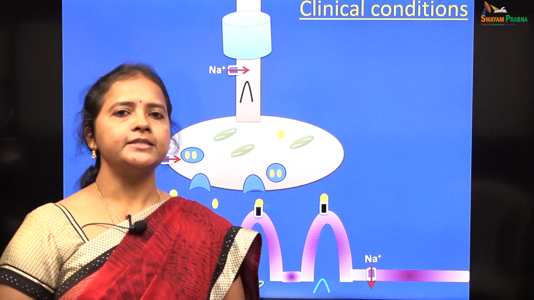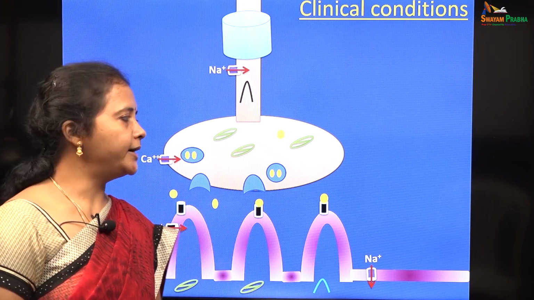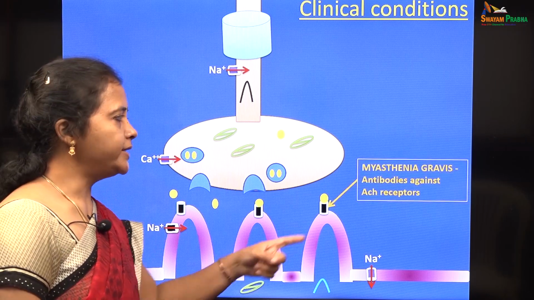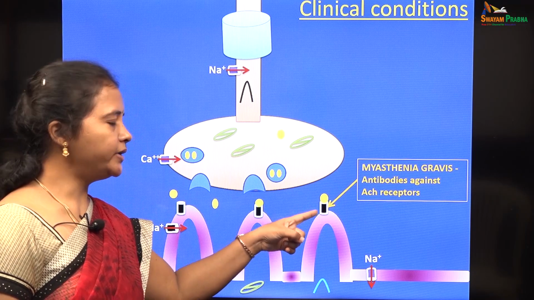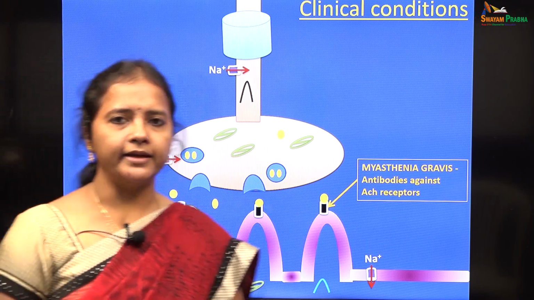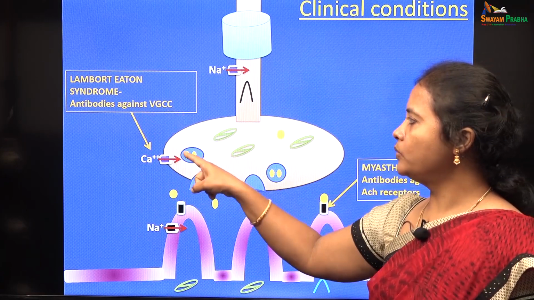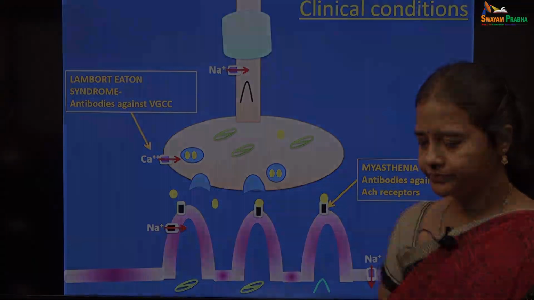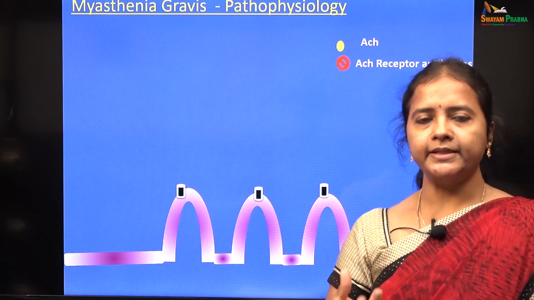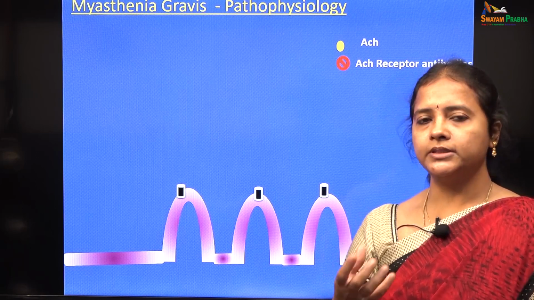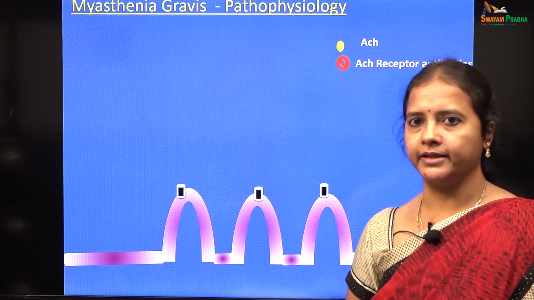Some clinical conditions which are associated with the neuromuscular transmission blockade are mainly of two things. One is myasthenia gravis, where there are antibodies produced against the nicotinic acetylcholine receptors. Another condition is the Lambert-Eaton syndrome, where there are antibodies to the voltage gated calcium channels. Myasthenia gravis, from the name it sounds like myo means muscle, asthenia is weakness. So, this is a condition which is associated with muscle weakness. If untreated, it can be a fatal condition as well.